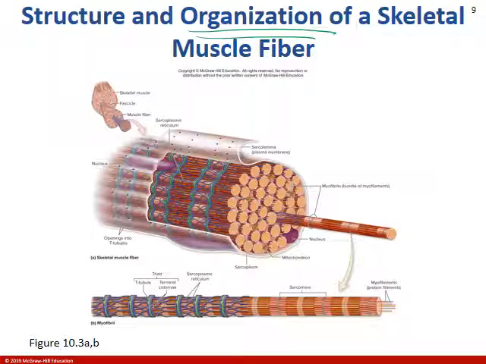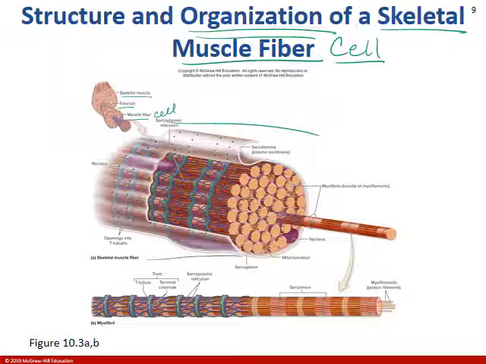Okay, here's the organization of a skeletal muscle fiber cell. Remember, we started with the muscle, then we have bundles, which are fascicles, and then we have muscle fiber cells. Well, we've expanded that. So this entire structure is a muscle fiber cell. And now we need to look internally. Inside every muscle fiber cell, you're going to have myofibrils, which are bundles of myofilaments, and these are proteins.